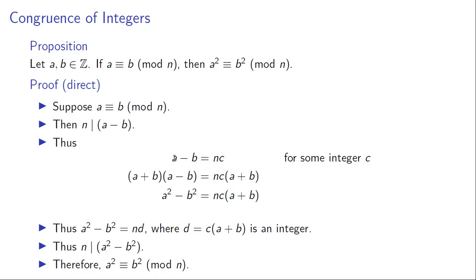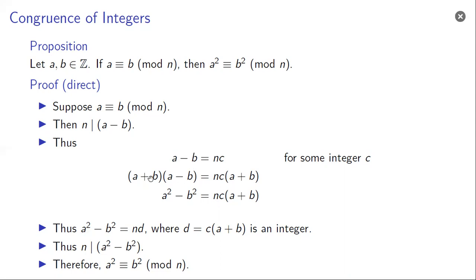So the idea is we have A minus B equals n times C, and we need to show that A squared minus B squared equals n times D. Well, the idea is we need to somehow take this A minus B and put it into the form of A squared minus B squared. So how can we do that?